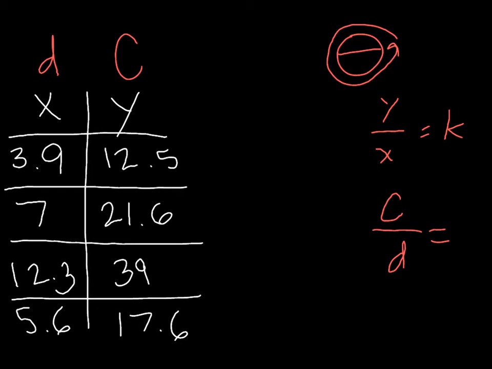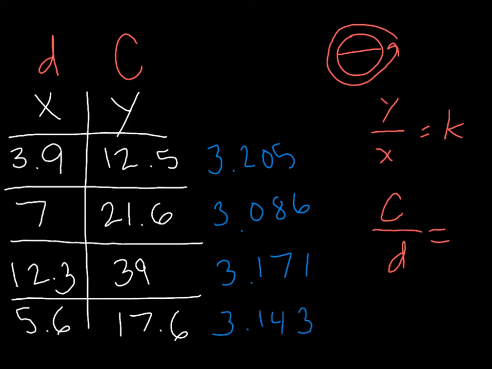And then over here in blue, I'll record what I get. 3.205, I'll round to the thousandths. 21.6 divided by 7 is 3.086. 39 divided by 12.3 is 3.171. And 17.6 divided by 5.6 is 3.143.